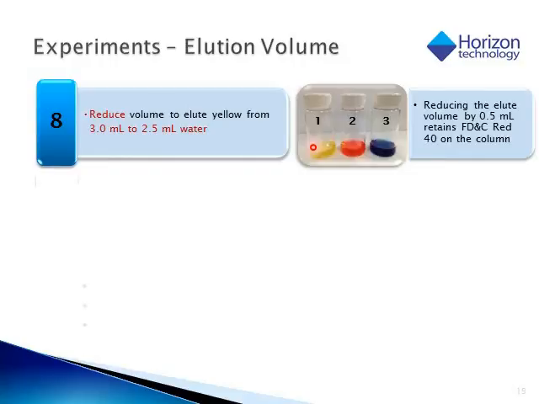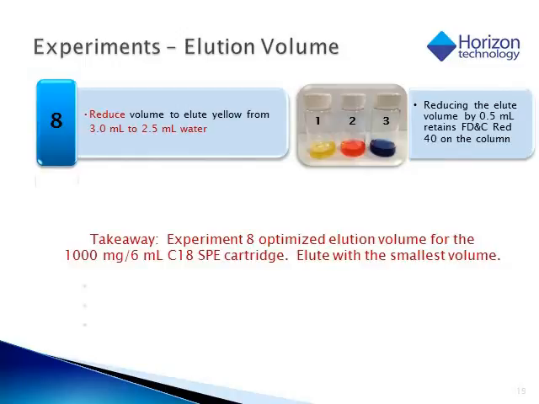Perhaps when you're eluting with more volume, the yellow is taking out some of the red and co-eluting red with the yellow. So to prove that point, I reduced the volume from 3 milliliters of elution solvent, which is water, to 2.5 milliliters. And sure enough, the yellow color is a nice clear yellow without any red eluting in it. At this particular point in the series of optimization, experiment number 8 has optimized the elution volume for the yellow, allowing the yellow to have the correct air push volume, load concentration, and also elution volume.